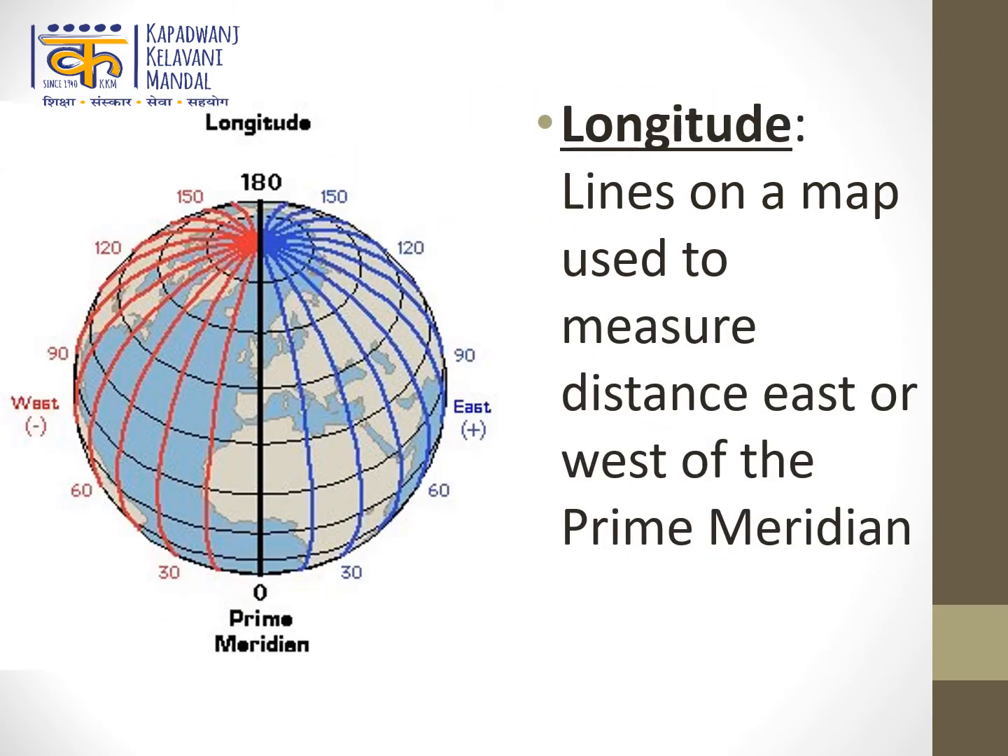Now what is longitude? The vertical imaginary lines drawn on the surface of the earth are called longitudes. The longitudes meet each other at the poles. These lines come closer to each other while going towards poles. There are total 360 longitudes, among which 0 degree longitude and 180 degree longitude are important.